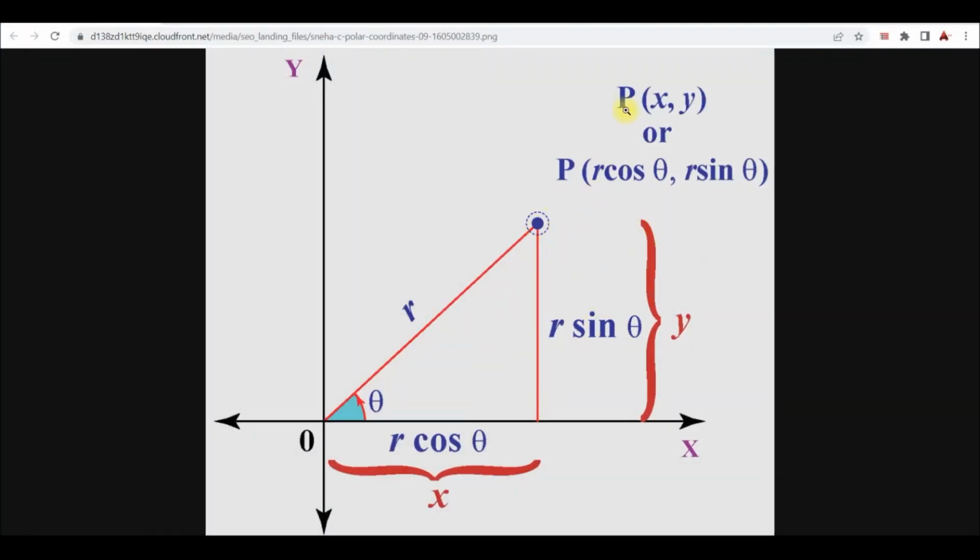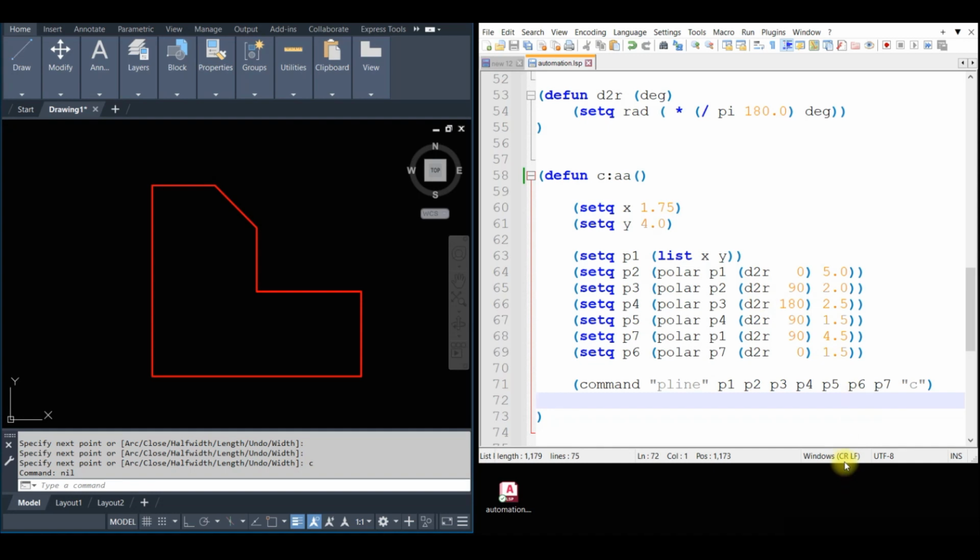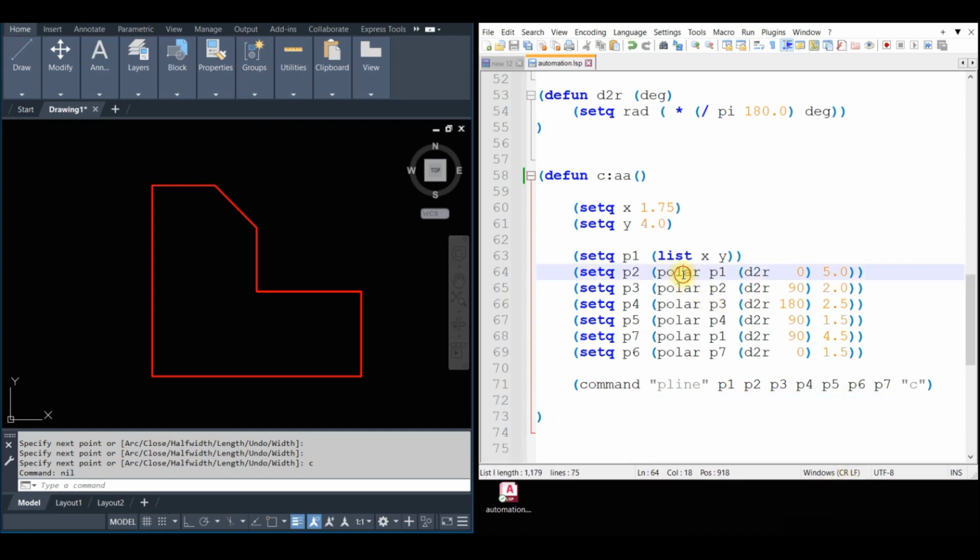The point P is defined by X and Y in Cartesian coordinates, but in polar coordinates the Y is calculated as the distance r times sine theta, and the X distance is calculated as r cos theta. I hope you remember all of them from your school geometry. As you see, it is using trigonometry, right? But in your Lisp code we don't see any trigonometry. Why? Because the polar function takes care of that trigonometry inside its implementation. So if the polar function is available, then you don't have to deal with trigonometry directly.